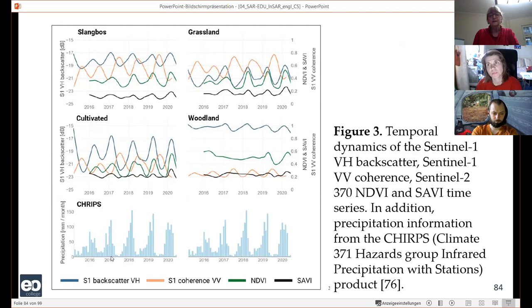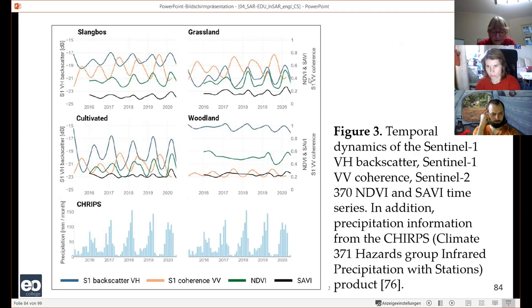And here, this is the precipitation patterns on this area. This is now a filtered average line from a few pixels, a segment with clearly only that type of land cover. And what we compare here is the Sentinel-1 VH backscatter. This is the axis for the backscatter, and this is the axis for the NDVI and the SAVI, the soil adjusted vegetation index, and the VV coherence.